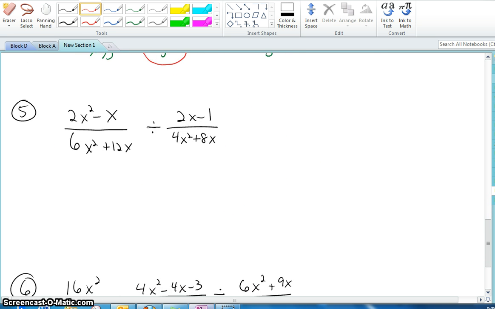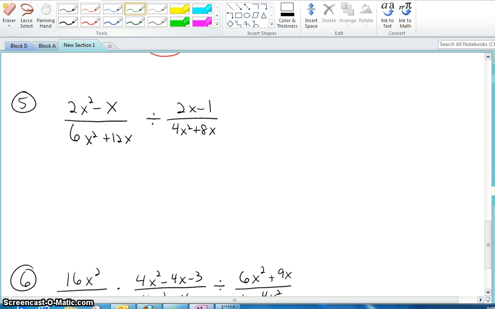Okay, let's try a division problem. So in order to reduce these, I need to factor. So what's the greatest common factor from this part? An x. 2x minus 1. In the denominator, 6x is the GCF. X plus 2. Division, again, means multiply by the reciprocal.